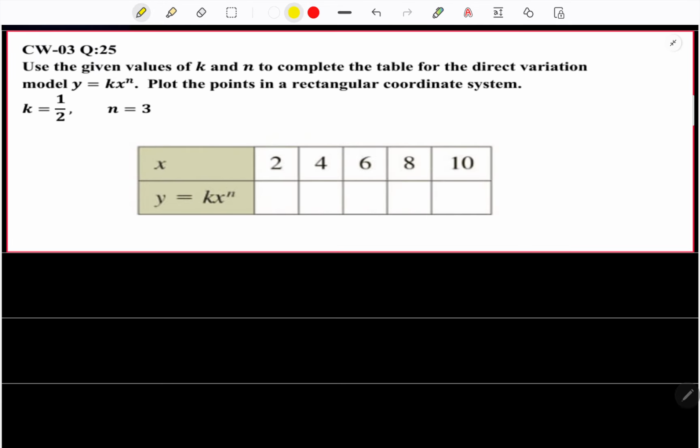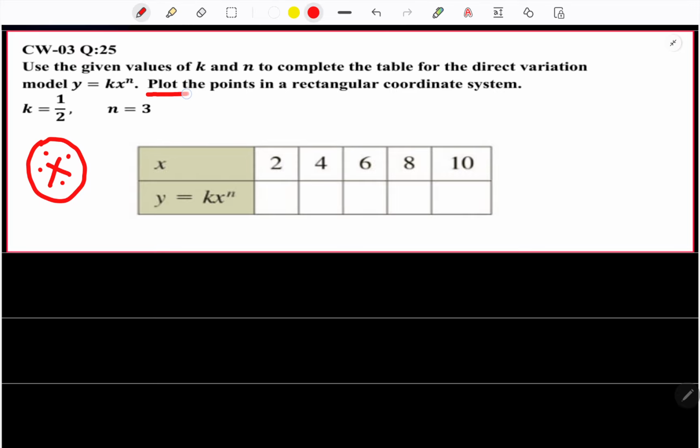Right. Use the given values of k and n. This is a very, very important question. Table, usually every time they ask table values. Use the given values of k and n to complete the table for the direct variation of the model y equals k x power n.